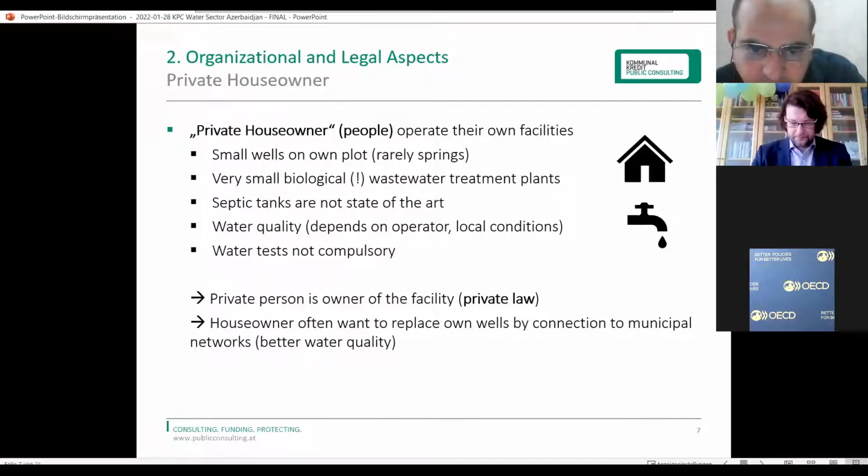But house owners often want to replace their own wells by a connection to municipal networks because they expect a better water quality and a constant water service. So people like their own wells, but they want to connect to the networks, also in rural areas. The only problem is it's often too expensive for them.